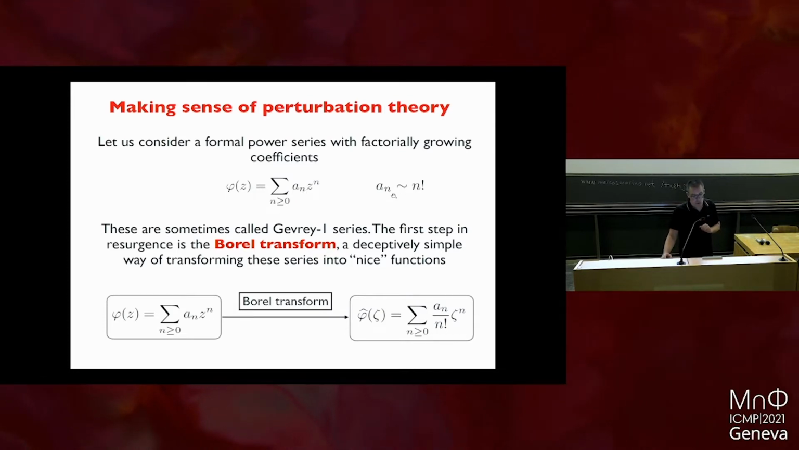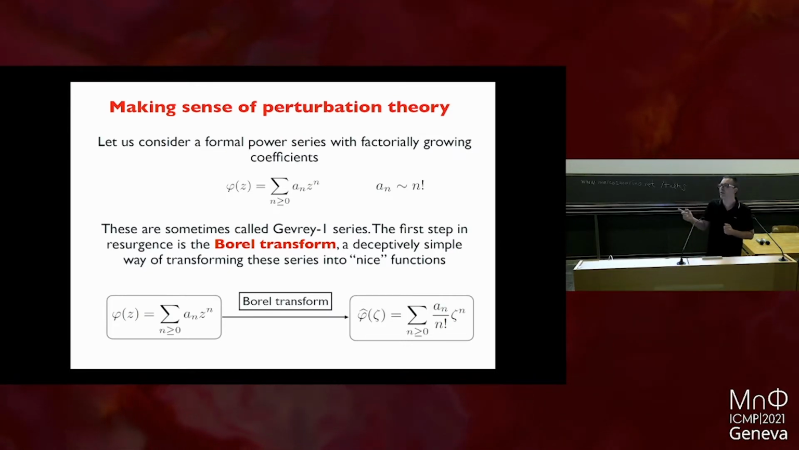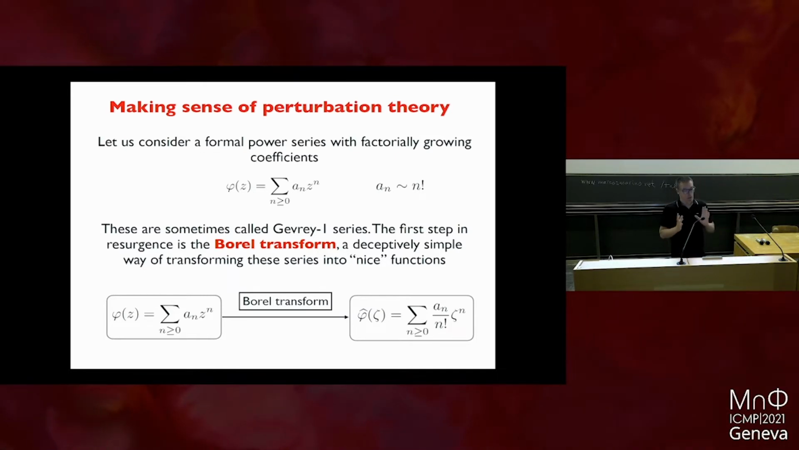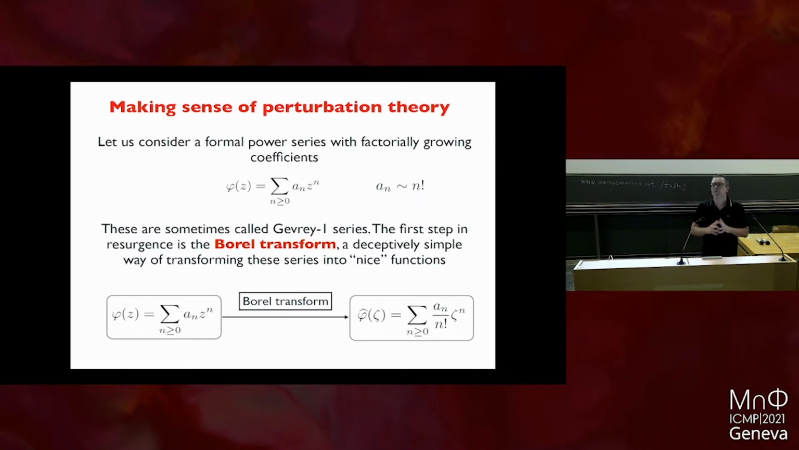When the coefficients grow like n factorial, these are sometimes called Gevrey-1 series. So Gevrey-1 is because they grow like n factorial. There are Gevrey-2 series which grow like n factorial to the square, Gevrey-3 series n factorial to the cube. But most of the series that you find in quantum theory grow actually like n factorial, so I'm going to focus here on Gevrey-1 series. So now the first question you can ask is how you make sense of this object.